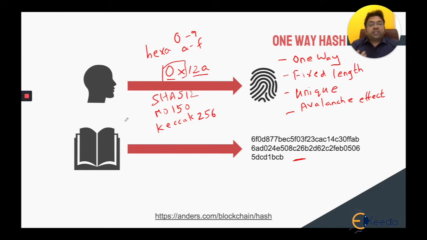When you want to send a message to the receiver, you will encrypt using the receiver's public key, right? And the receiver will be able to decrypt using his own private key, right?